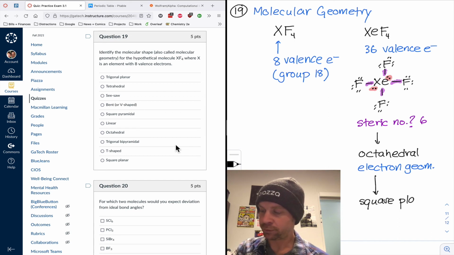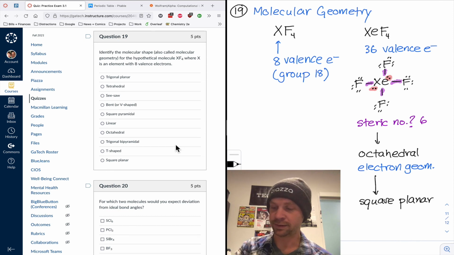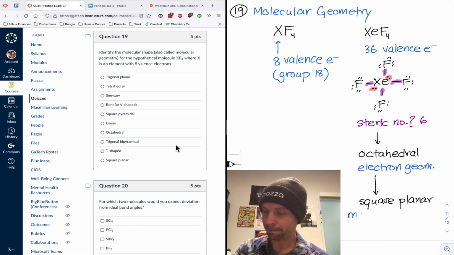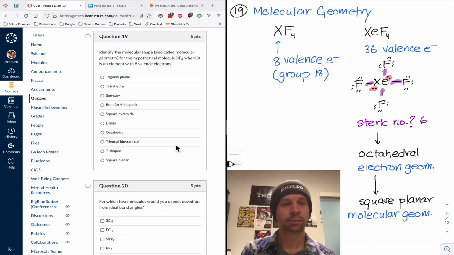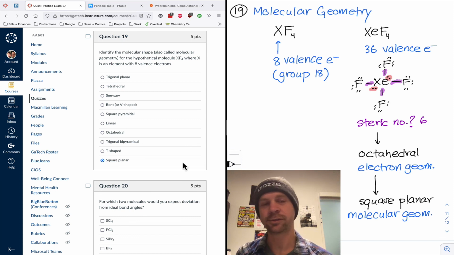And this is what we have called the molecular geometry, because it refers only to the positions of the atoms about the central atom. Square planar molecular geometry, and there it is as the last option from these choices, square planar.